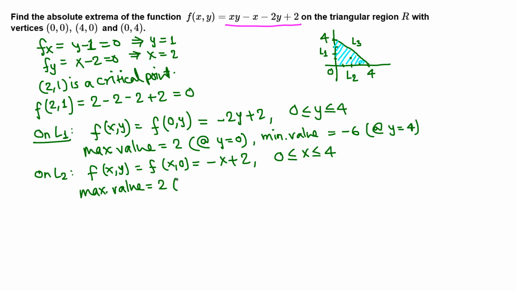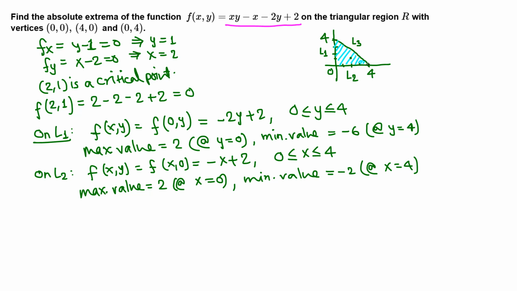So the max value is 2 at x equals 0, and the min value equals negative 4 plus 2, negative 2, at x equals 4. In fact, this maximum value 2 at x equals 0, with y already fixed at 0, is the point (0, 0), which was already found here. So this is just redundant. And the minimum value is negative 2 at x equals 4, y is 0, so at (4, 0).